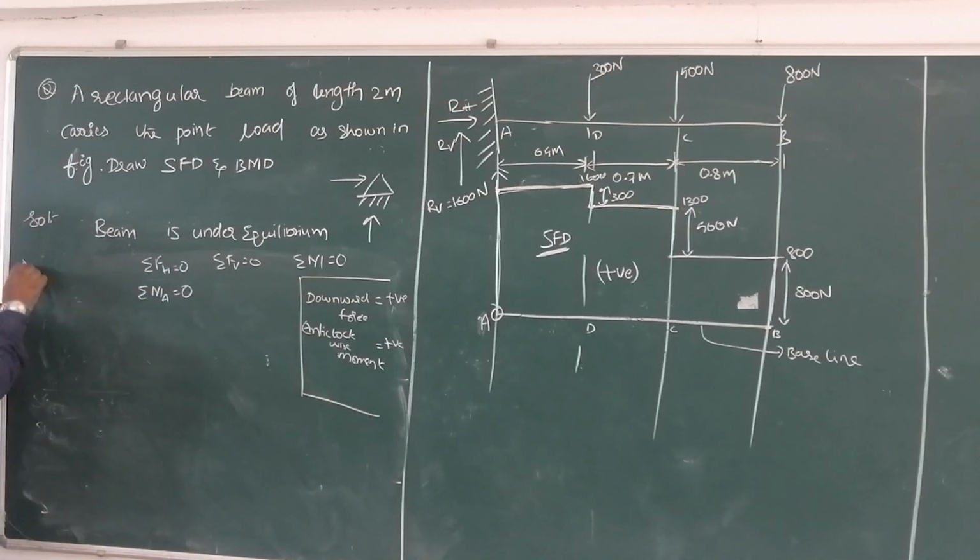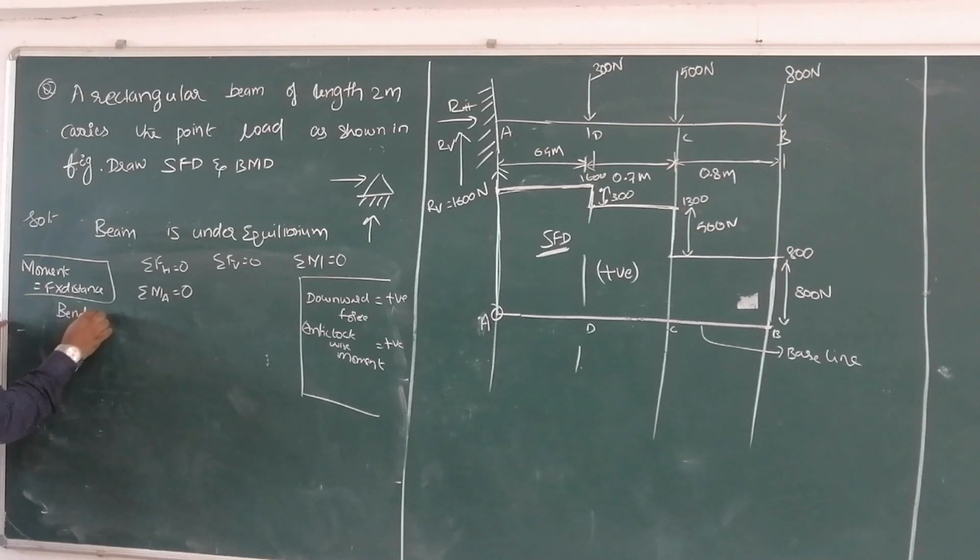We know that moment is nothing but force into distance. Moment is equal to force into distance. Now when I do the bending moment calculation, how will I carry it out? Let us see. You have to write everything like this itself.